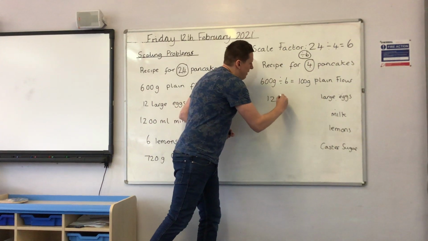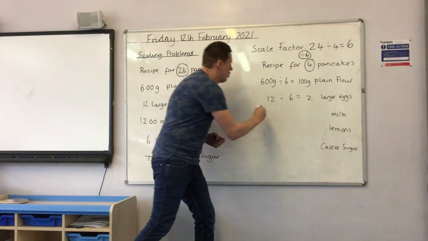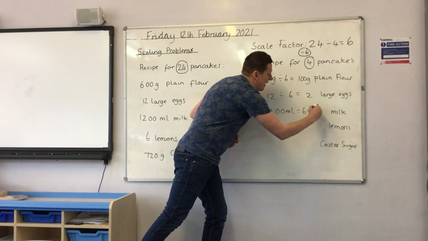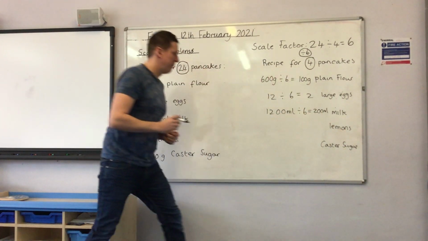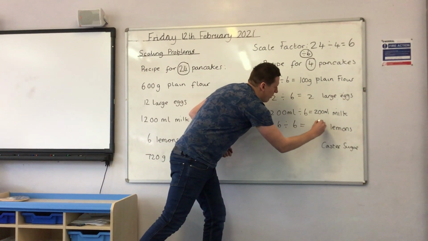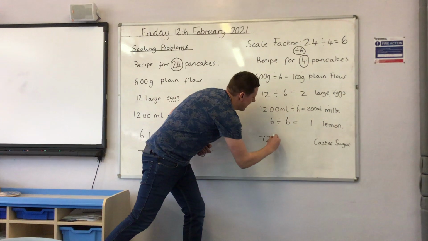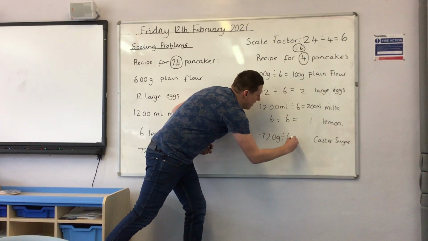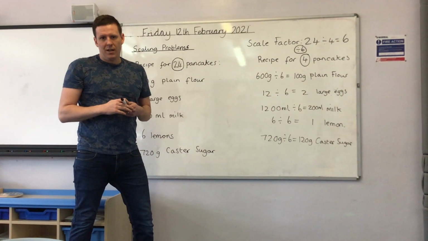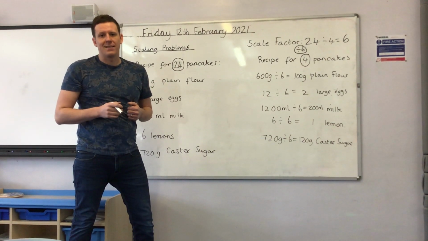12 large eggs divided by 6 means I'll need just 2 large eggs. 1,200 millilitres of milk divided by 6 means that I'll now need only 200 millilitres of milk. 6 lemons divided by 6 means I'll now only need 1 lemon. And finally, 720 grams of caster sugar divided by 6 means I'll now need 120 grams of caster sugar. And if you're struggling to work those out in your head, Year 5, you could of course use the bus stop method that we've practiced this year.